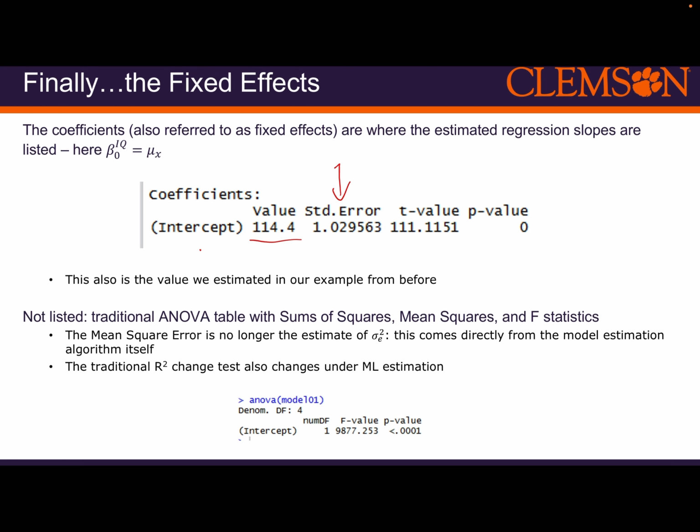But what you don't see, if you ask for the ANOVA table, is an ANOVA table with sums of squares, mean squares, and F statistics. There is an F statistic here, but you do not see anything else. And that's because in maximum likelihood, the process of likelihood estimation is giving us sigma squared, whereas back in least squares, that mean square error was our point estimate of sigma squared. So that is different. As is, sometimes in least squares land, you could use the R squared change test. You may have read about that before. That is something we also don't use in ML to compare models.